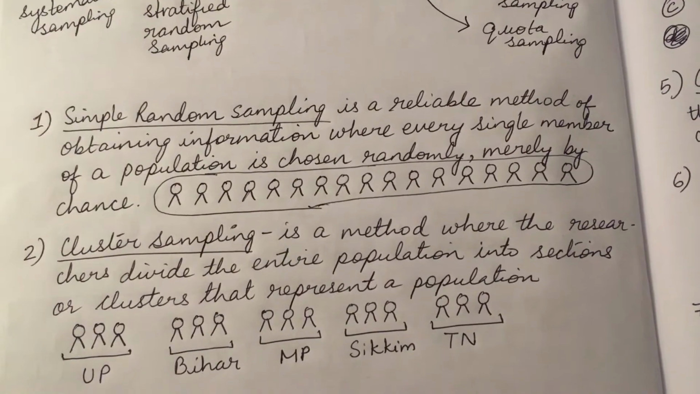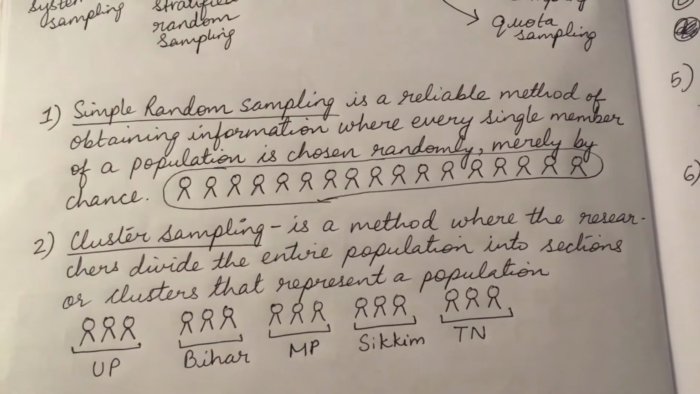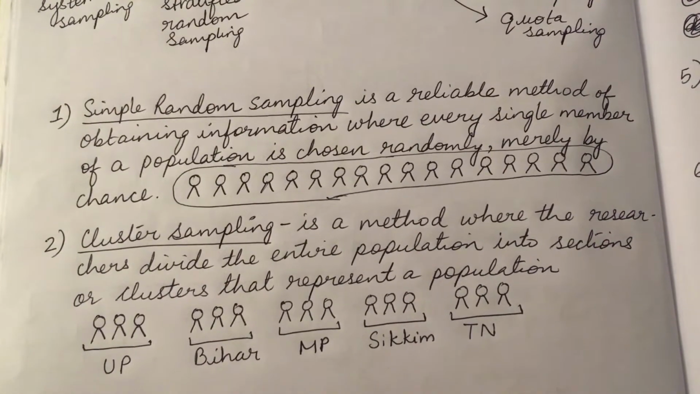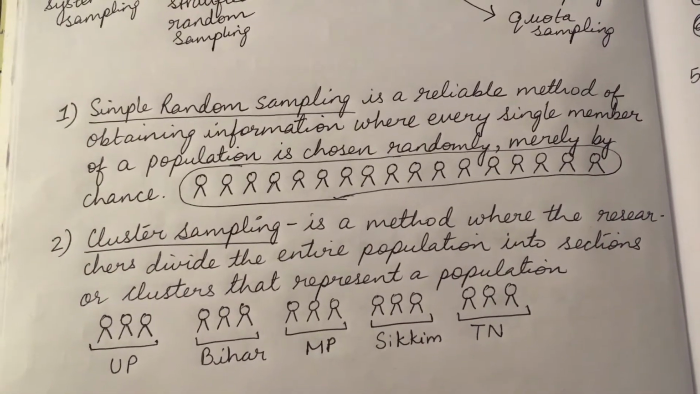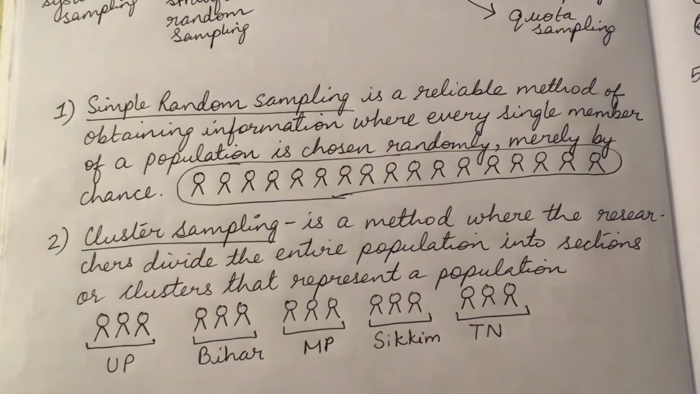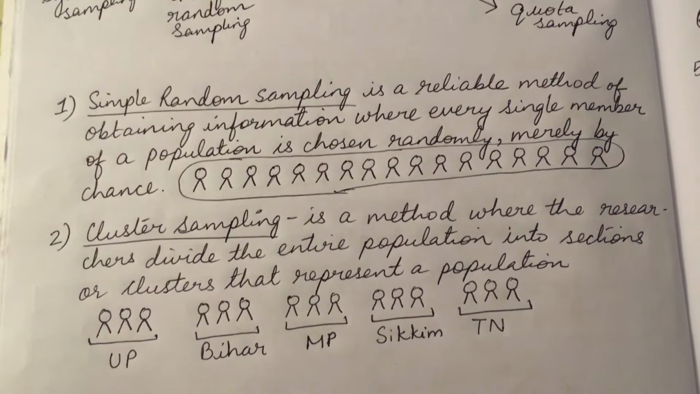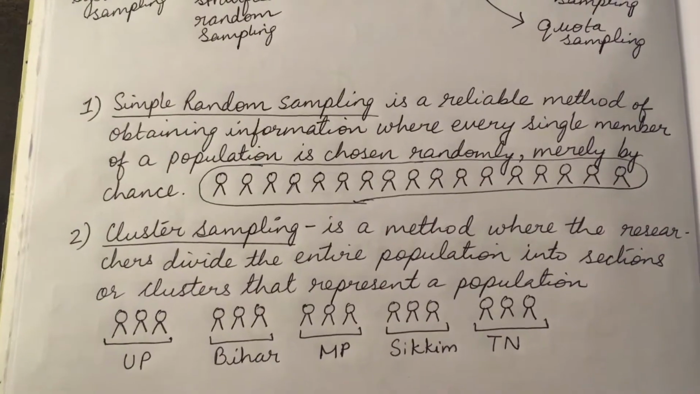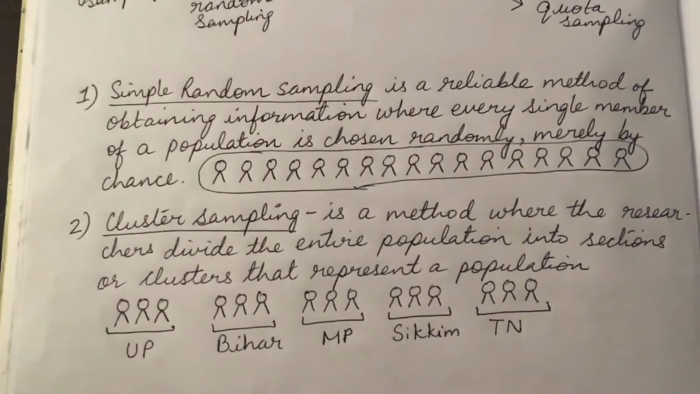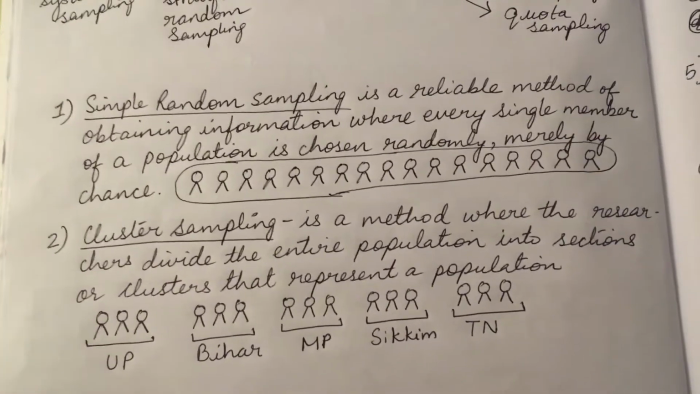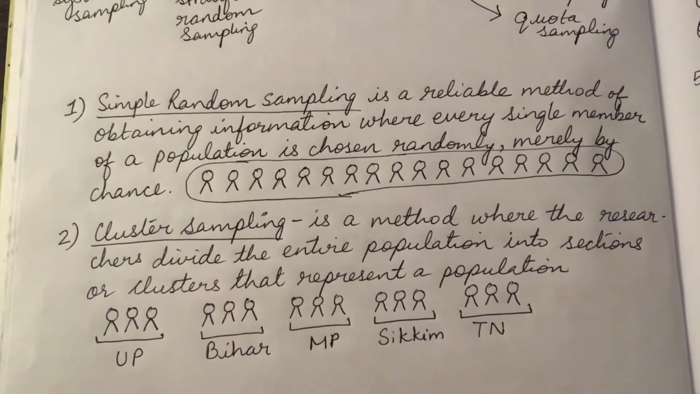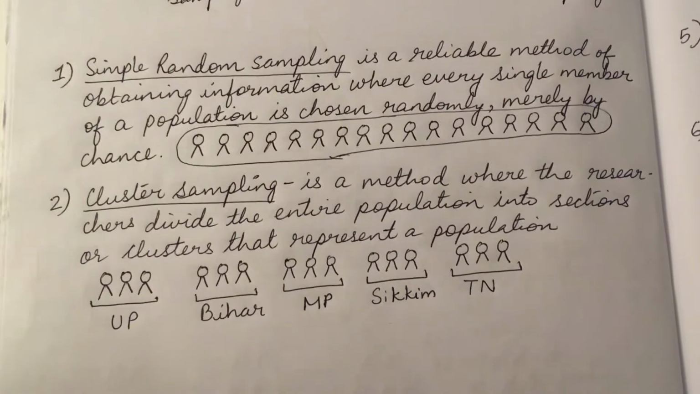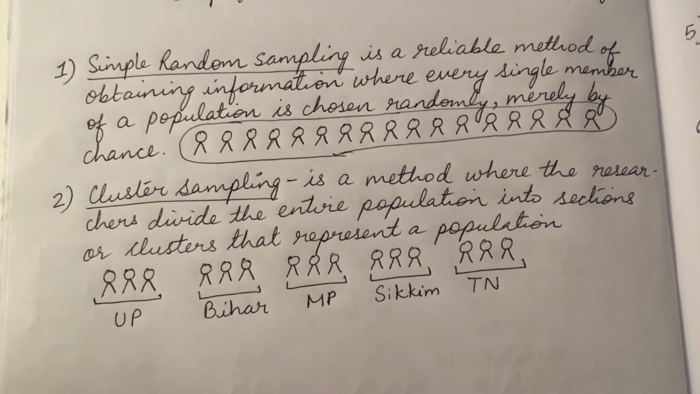It is one of the best probability sampling techniques that will help in saving time and resources, and it is a very reliable method of obtaining information where every single member of the population is chosen randomly, merely by chance. So each individual will have the same probability of being chosen to be a part of a sample.